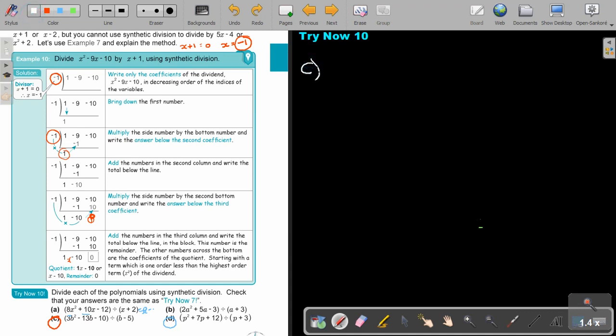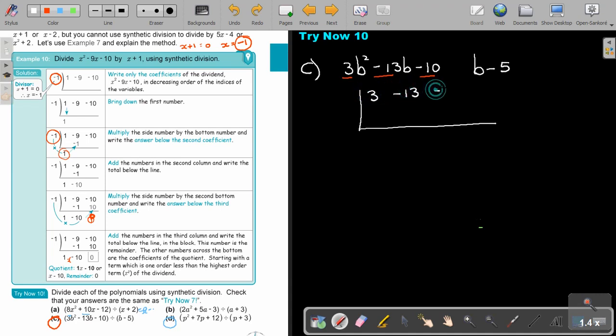Okay, let's start. So in this case, it's 1, 1. Always remember, I'm going to write it down first so you can see it. It was 3b squared minus 13b minus 10, divided by b minus 5. If I'm doing it like this, remember only the coefficients: write 3, minus 13, minus 10. Put the divisor equal to 0, then b goes over and becomes positive 5.